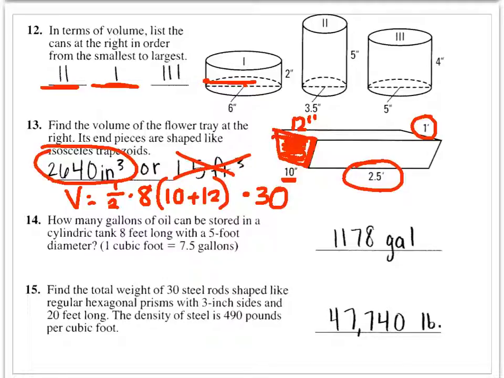Number 14, how many gallons of oil can be stored in a cylindric tank 8 feet long with a 5-foot diameter?